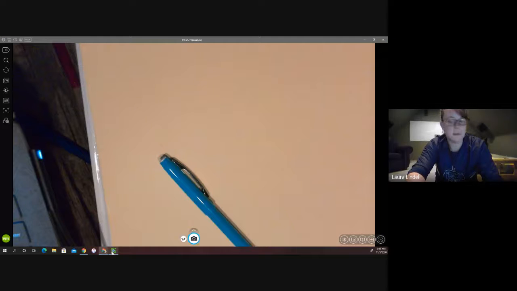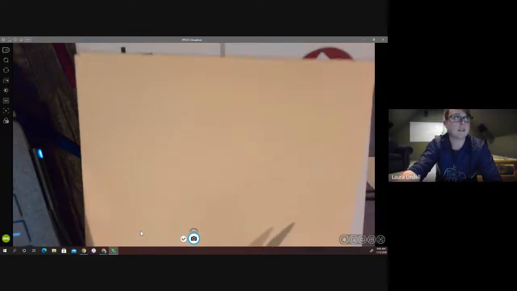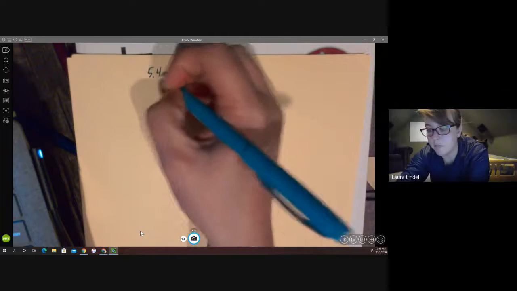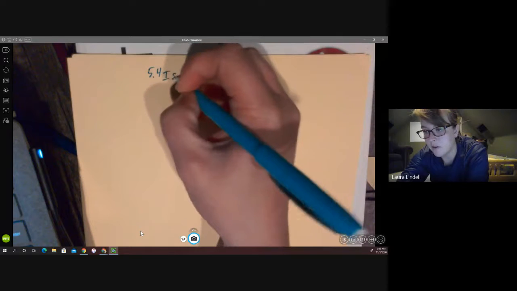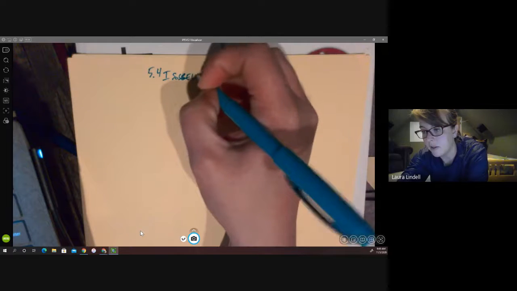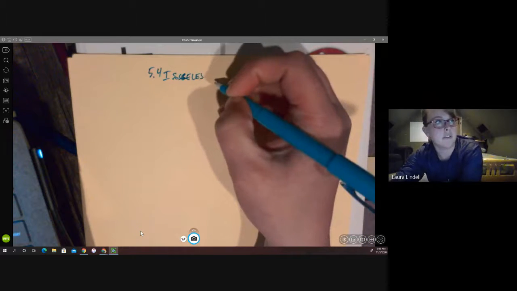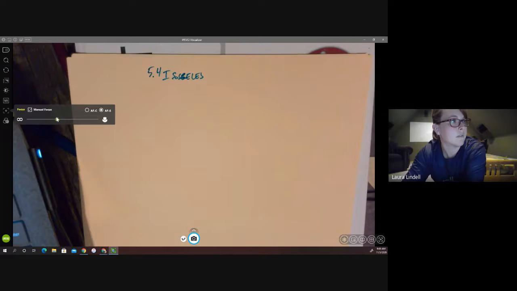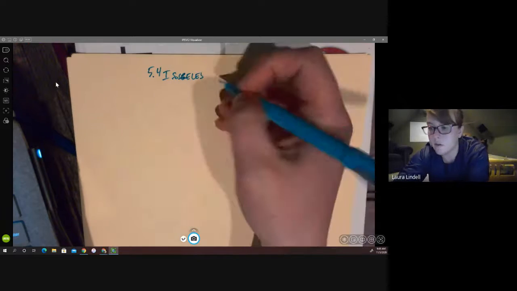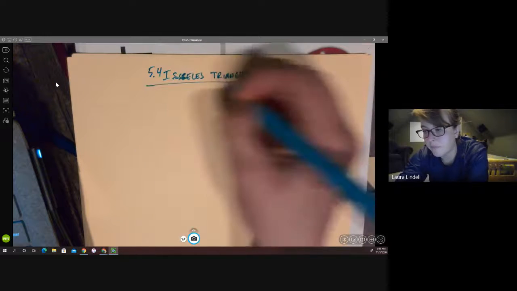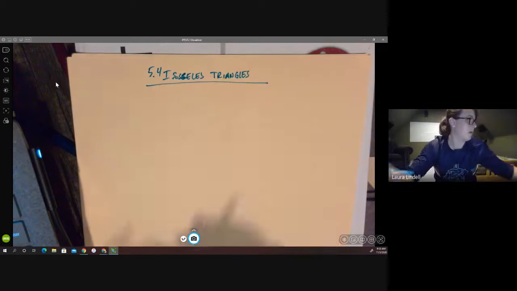Find the dot cam. Great. 5.4. Oops. I-S-O-S-C-E-L-E-S. Isosceles is hard to spell. Also, this is a little bit blurry. I'm going to fix that real quick. Okay.